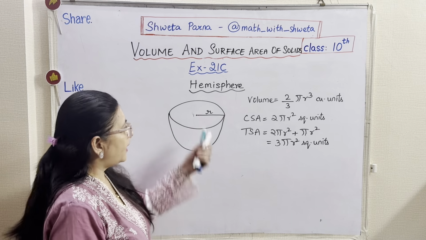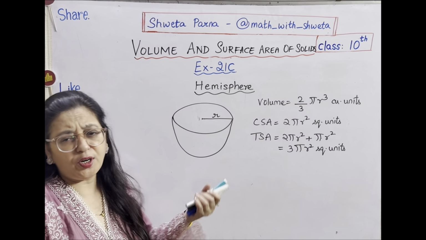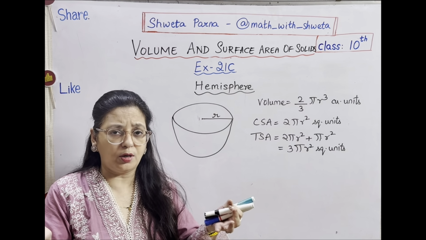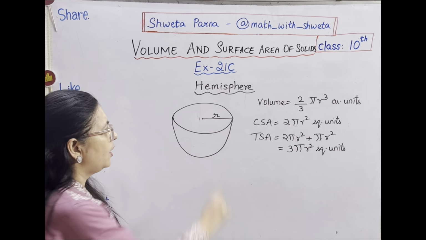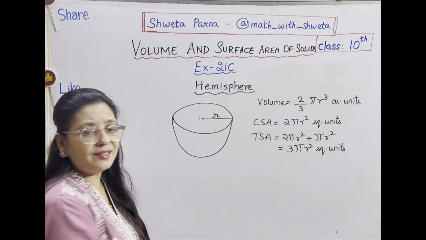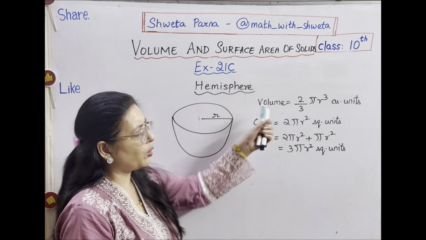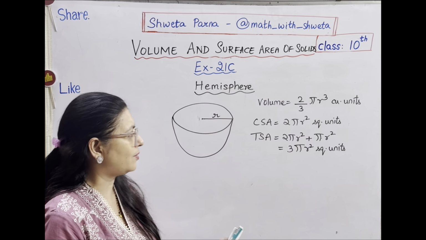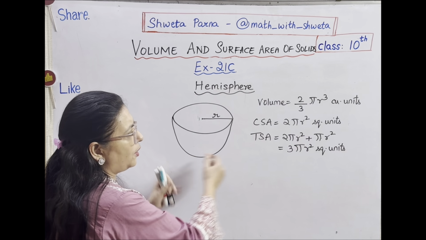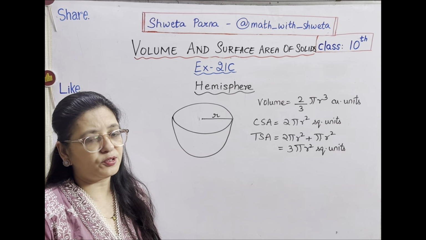Okay. Next is the hemisphere. For example, if you take a globe, you know the globe, right? When you cut it into half, it looks like a hemisphere. This is the center, and from here, this line segment forms the radius. So what is the volume of the hemisphere? It is 2 by 3 pi r cube cubic units. Curved surface area is 2 pi r square.